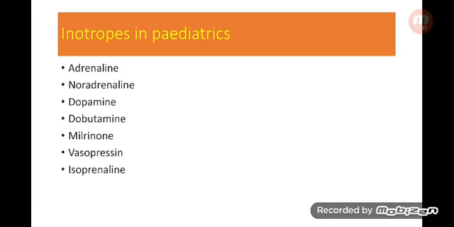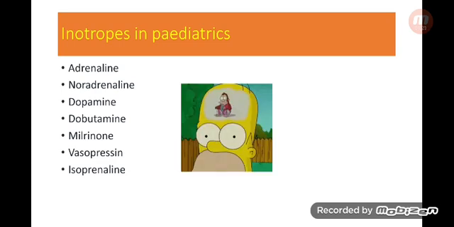We're going to talk about these drugs on the left hand side, which I would say are the most commonly used drugs in the pediatric field: adrenaline, noradrenaline, dopamine, dobutamine, milrinone, vasopressin, and isoprenaline. And if you're feeling like Homer Simpson in this picture about all of these drugs, then this talk is for you.